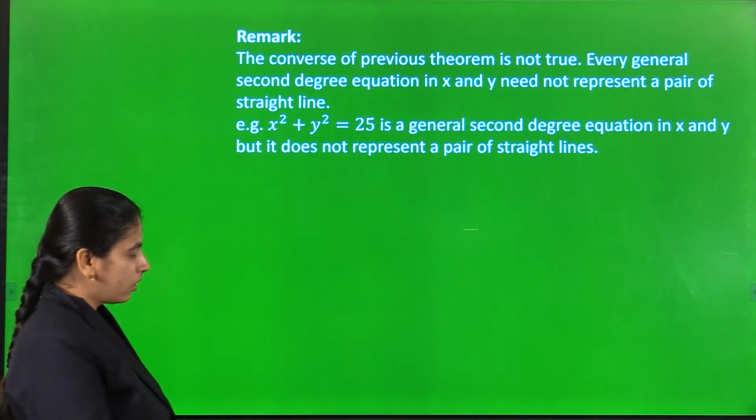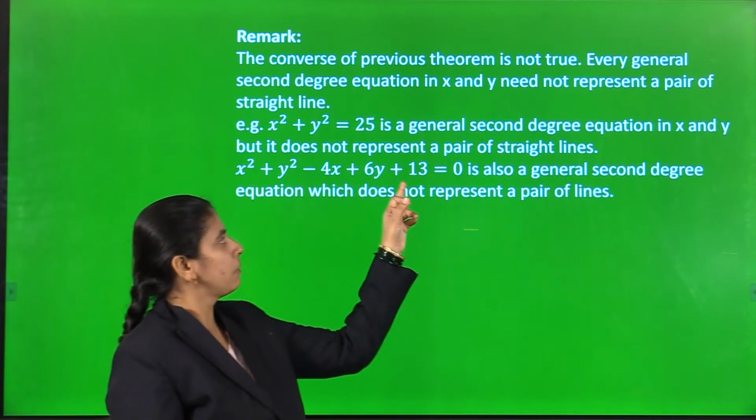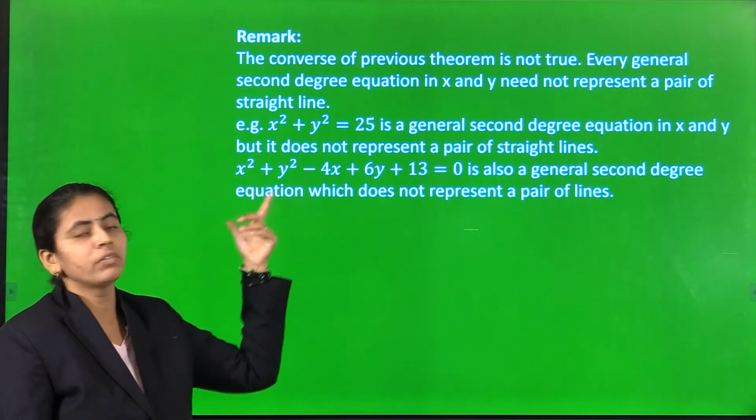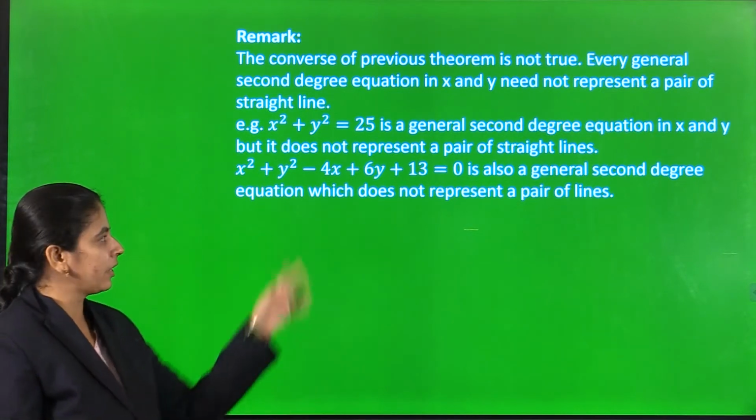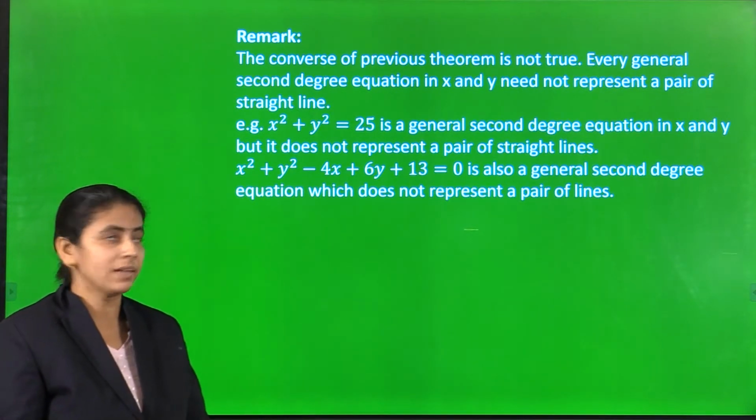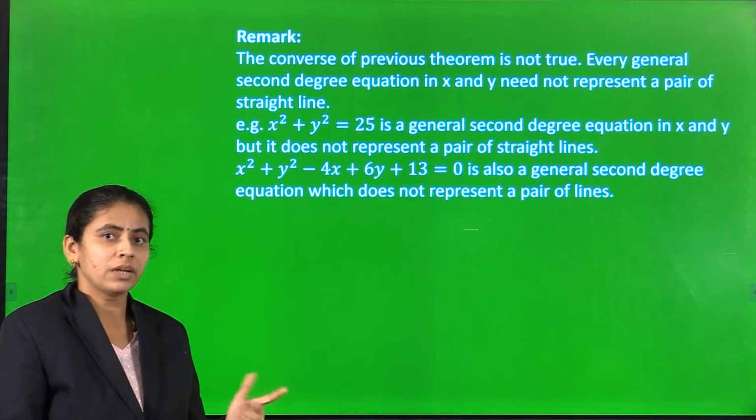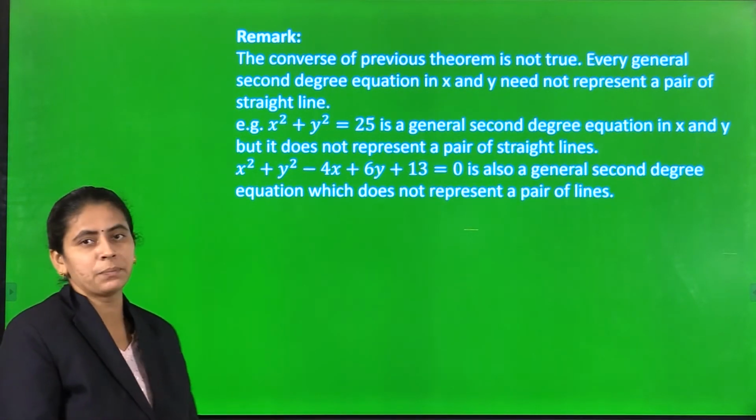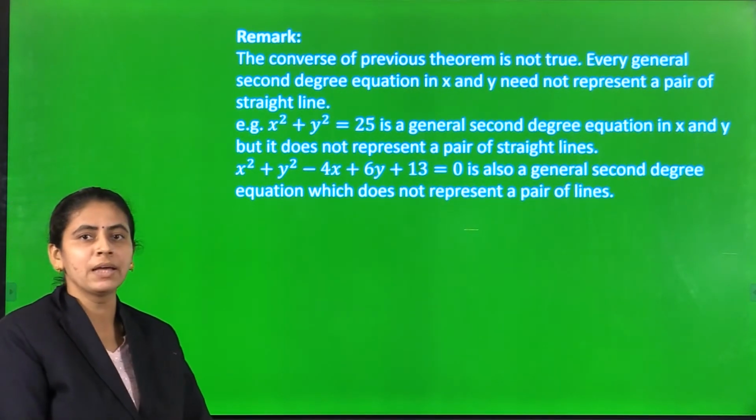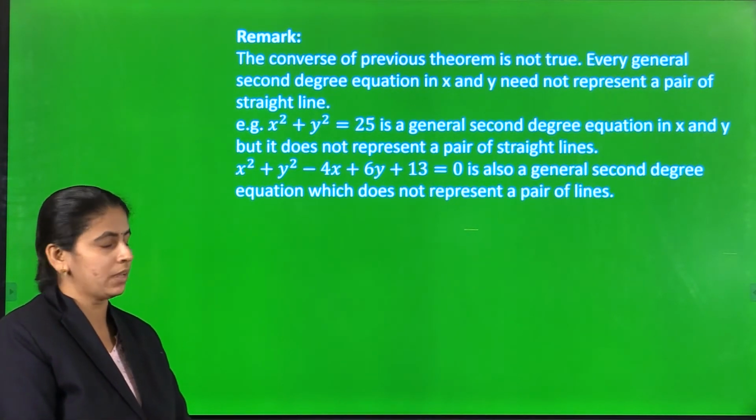Okay, second example is x square plus y square minus 4x plus 6y plus 13 is equal to 0. This is also a general second degree equation, but this equation does not represent a pair of straight lines. Okay, आता मग कधी जर प्रत्येक जनरल सेकंड डिग्री इक्वेशन हे पेअर ऑफ स्ट्रेट लाईन नाही आहे तर मग ते कधी असतं, तर त्यासाठी आता आपल्याला आणखीन एक थेरम इथे दिलेला आहे. त्याचा प्रूफ आपल्याला रिक्वायर्ड नाही आहे, सिलेबसमध्ये तो दिलेला आहे पण त्याचा प्रूफ आपल्याला रिक्वायर्ड नाही आहे. त्याचं स्टेटमेंट फक्त तुम्ही लक्षात ठेवायचं आहे, ते आपण प्रॉब्लेम सॉल्व करण्यासाठी वापरणार आहोत.